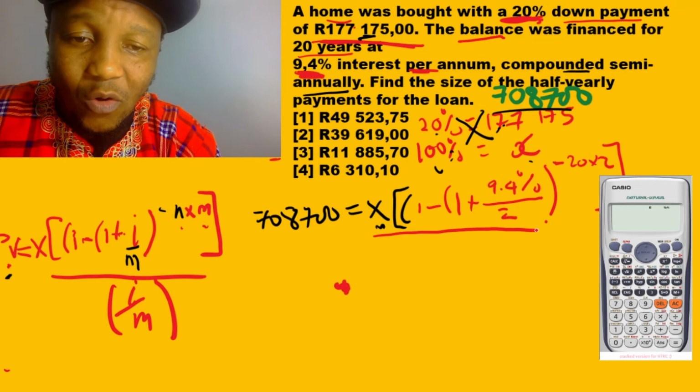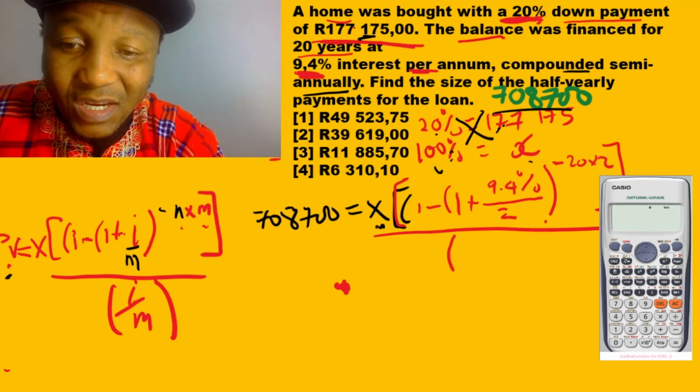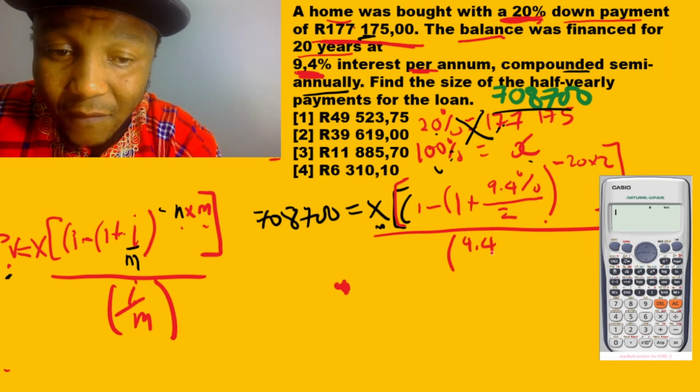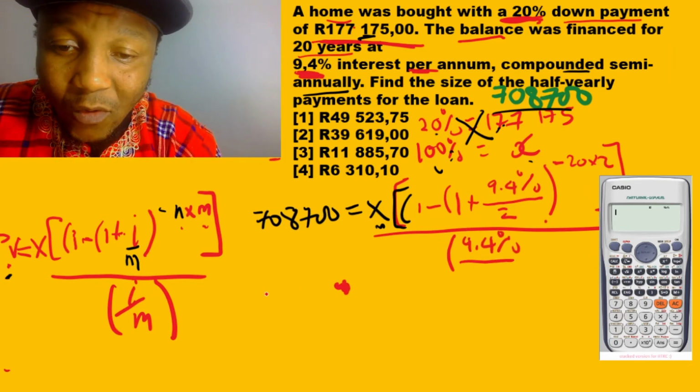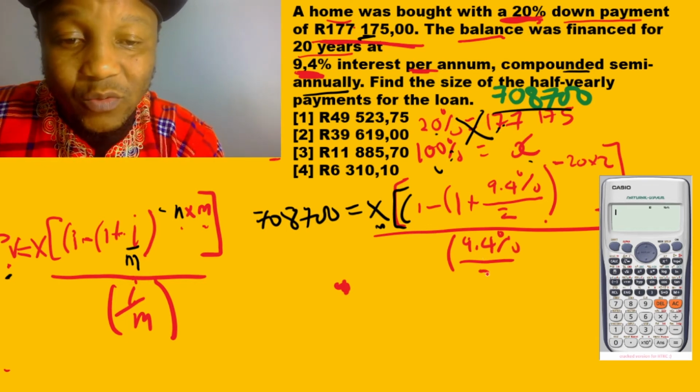Okay, and then you over, the same thing. Interest rate. What is the interest rate? 9.4 over M. How was it compounded? It was compounded, excuse me, half annual, which is 2.